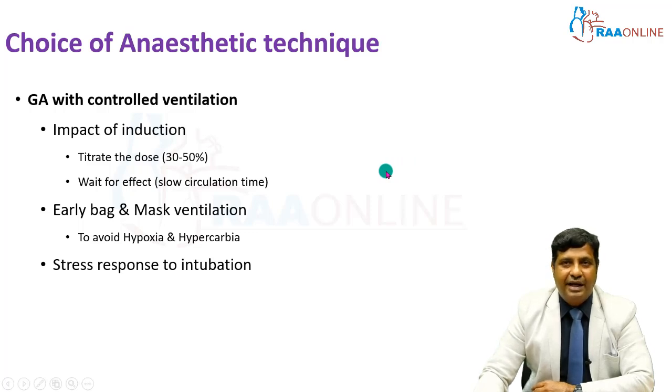Most of the patients may take only 30 to 50% of our regular induction dose, and since they are very elderly, they do have a slow circulation time. As a result, you wait for the effect. Do not keep on repeating the dose. The transition from your induction to bag and mask ventilation should be smooth, and it is better to start a little early, because you have to avoid hypoxia and hypercarbia, and most importantly, the intubation response has to be taken care of.